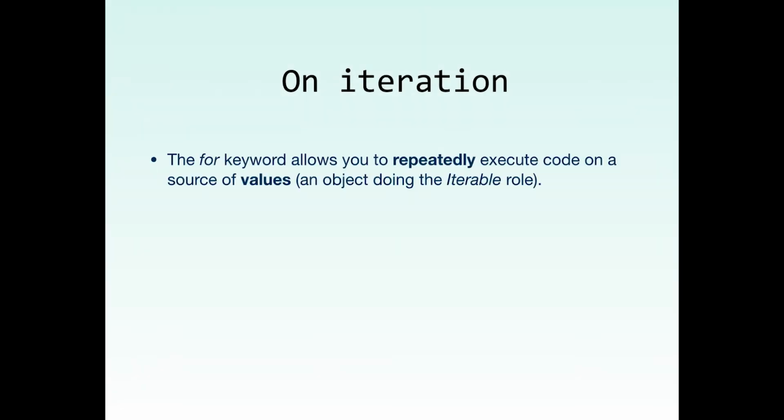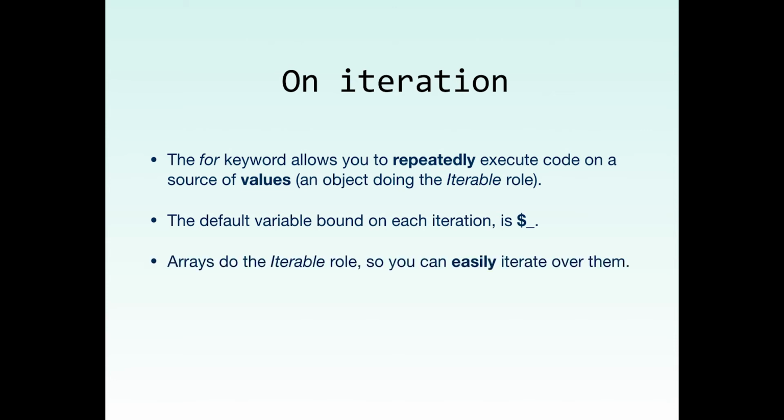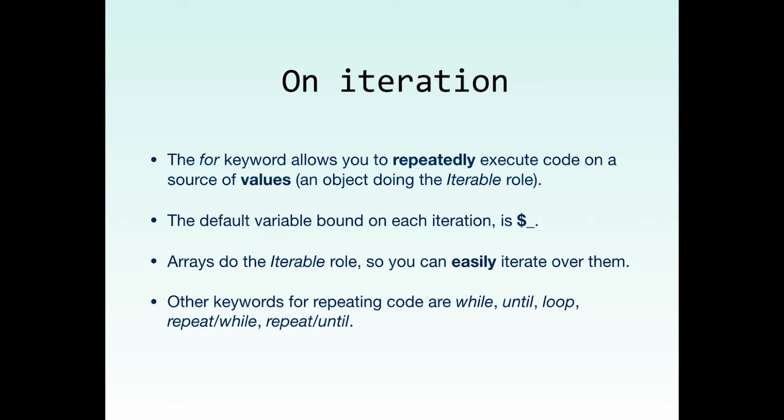So about iteration, the for keyword allows you to repeatedly execute code on a source of values, which in this case would be an object doing the iterable role. The default variable bound on each iteration is $_. So if you don't want to specify any variable that you want to put your values in, you can just use $_. Arrays do the iterable role, so you can easily iterate over them. And other keywords for repeating code are while, until, loop, repeat while, and repeat until.